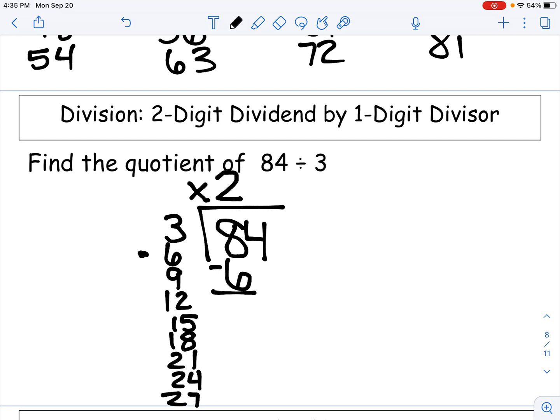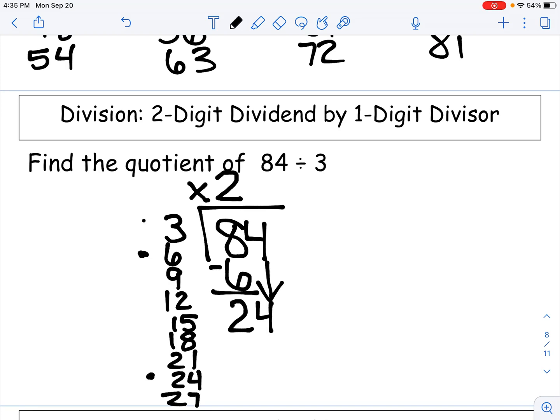So I'm going to subtract those 6 away. 8 minus 6 is 2. And then I check to see, is there anything to bring down? Yep, I'm going to bring down that 4. So now I have 24. The closest I can get without going over is actually 24.